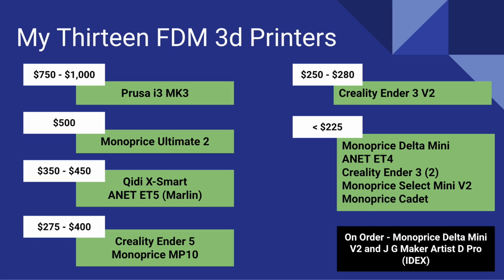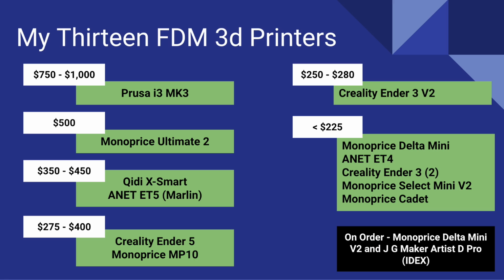The ANET ET5 is interesting because I replaced the firmware, the software inside the printer that accepts the G-code and directs the printer mechanics how to move. I replaced that proprietary software that ANET shipped with Marlin, the open source software. I have two printers in the $250 to $400 range, a Creality Ender 5 and a Monoprice MP10.